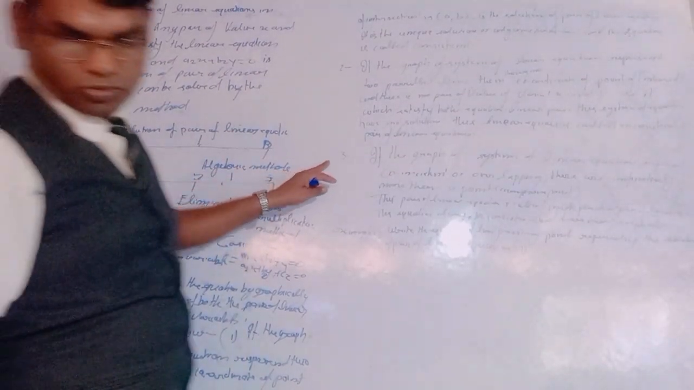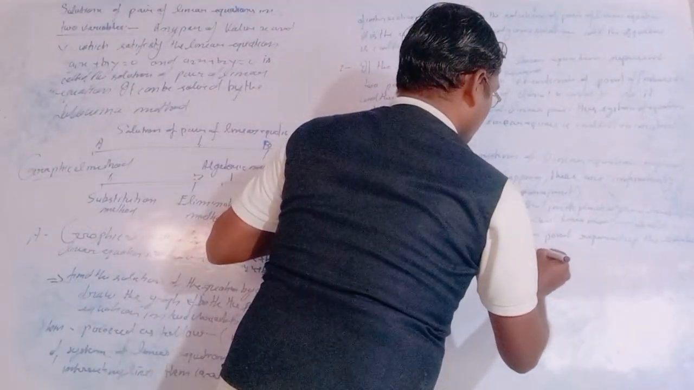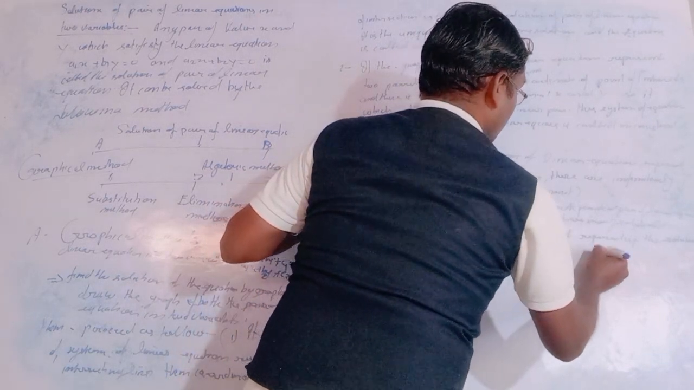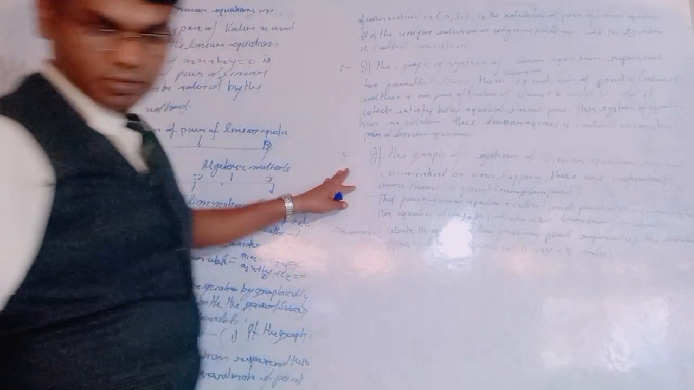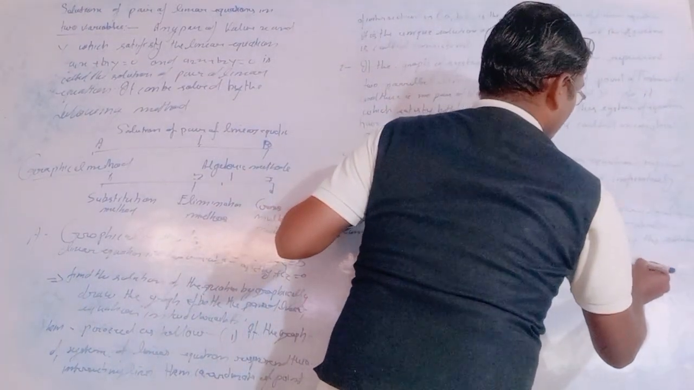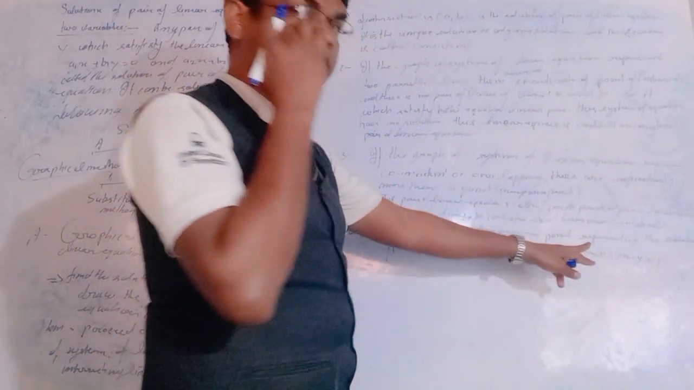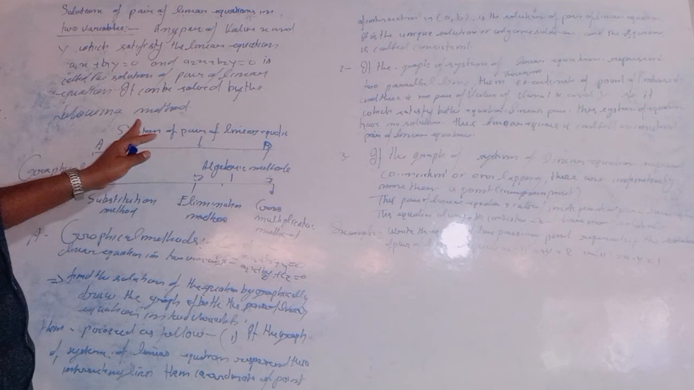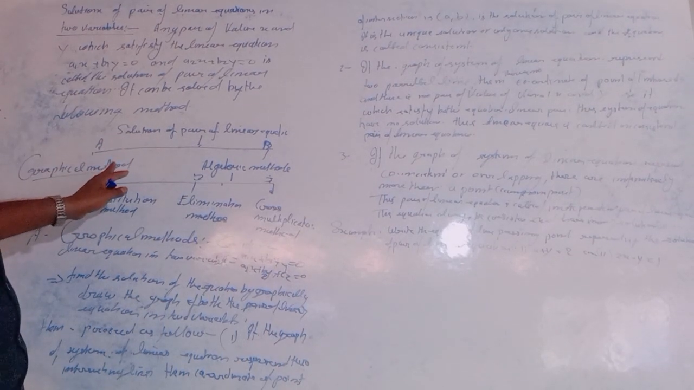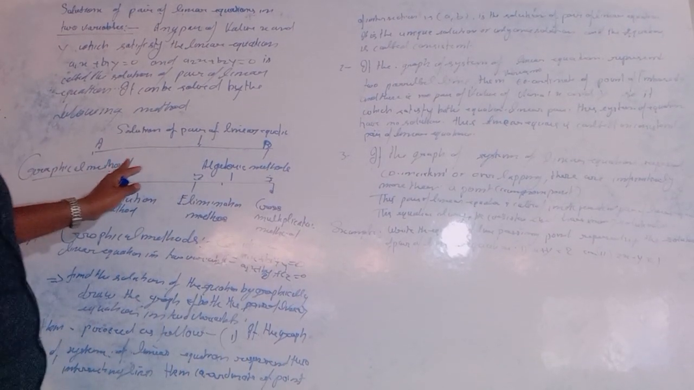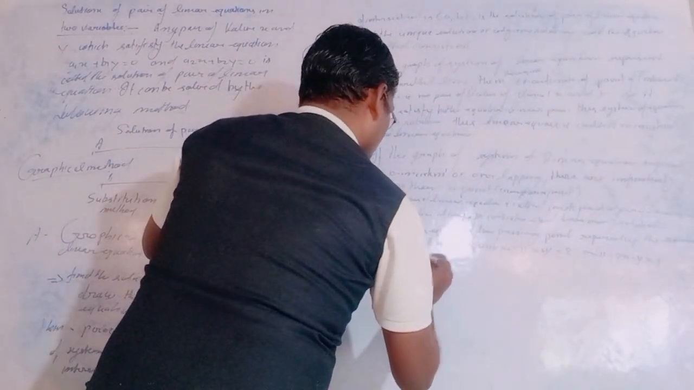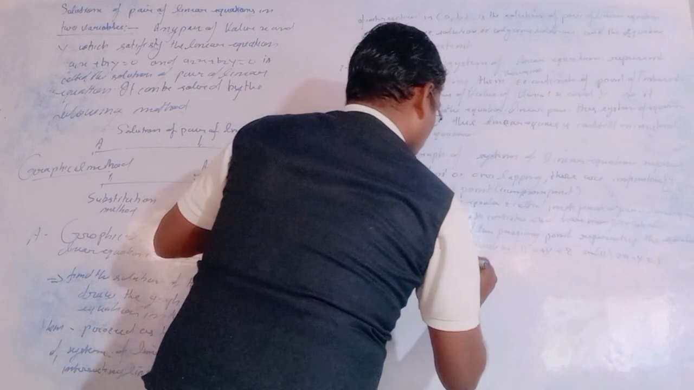x plus y is equal to 2. And the second is 2x minus y is equal to 1. Two equations are here. Let's get the points. Got it? So let's get points for x plus y is equal to 2.